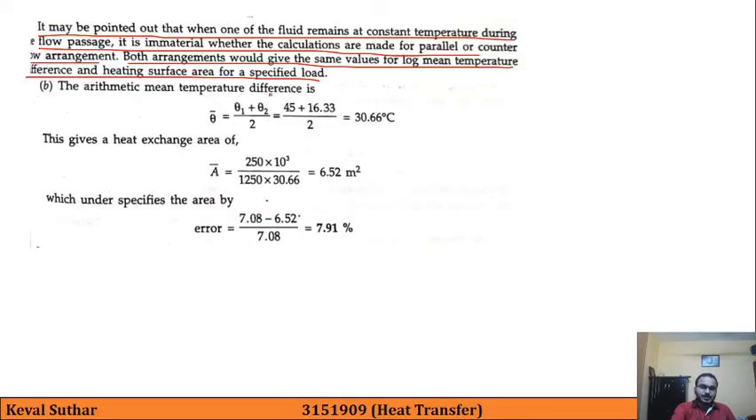So suppose we are using arithmetic mean temperature difference, that is theta equal to (theta 1 plus theta 2) by 2, then we will be getting this value, and this gives us heat exchange area based on our formula as 6.52, and the error from our previous one is, with arithmetic mean temperature difference we are getting almost 8% lesser area for heat exchange. So now let's move forward to our next question.